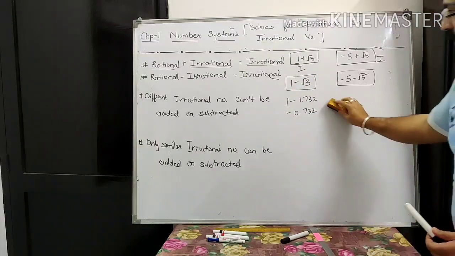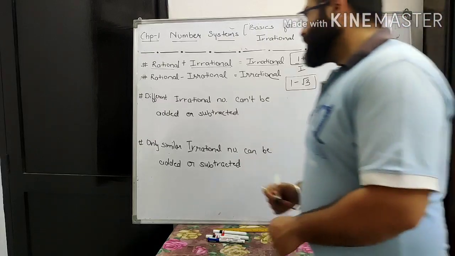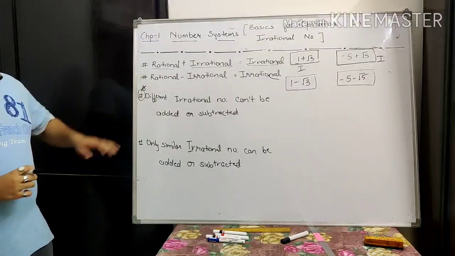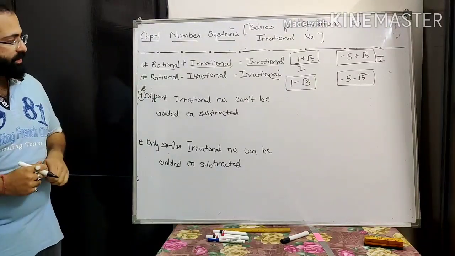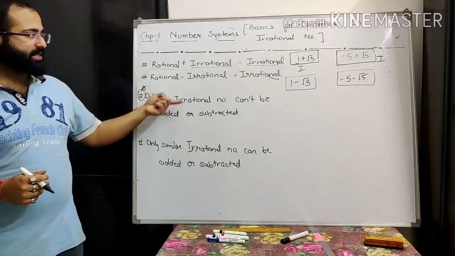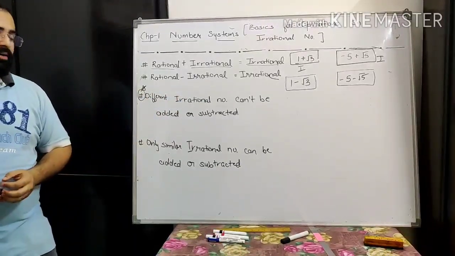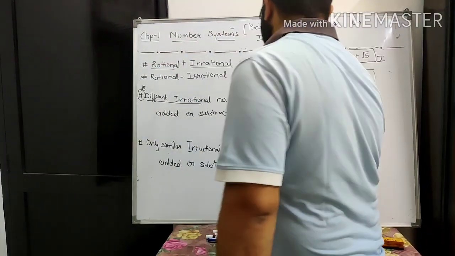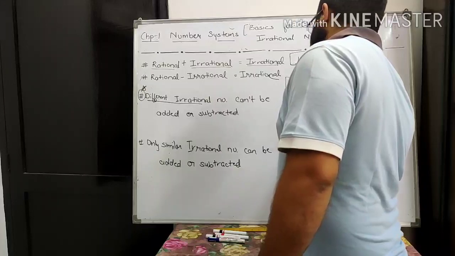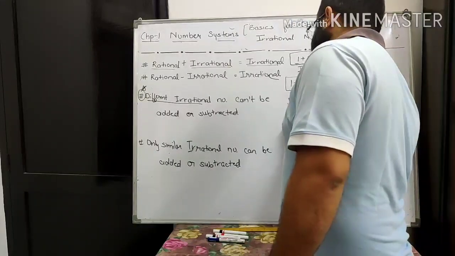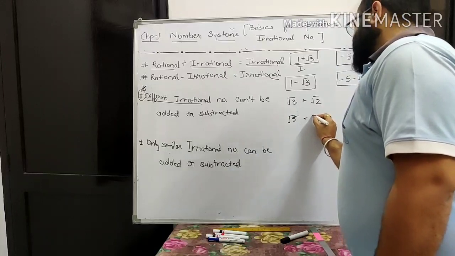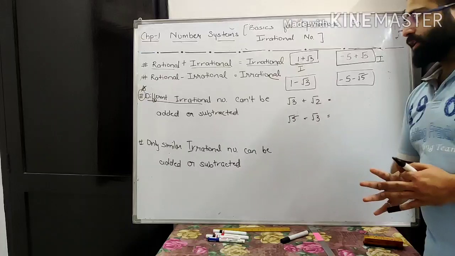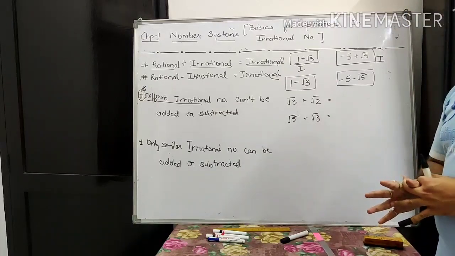Now coming to the third concept, it's quite important, and it is the one in which students make the maximum mistakes. In this concept, different irrational numbers cannot be added or subtracted. Let us take two examples: under root 3 plus under root 2, and under root 5 minus under root 3. According to this concept, two different irrational numbers cannot be added or subtracted.